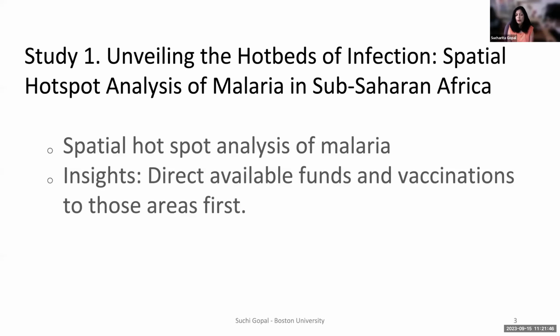And please ask me questions either as I'm presenting or towards the end. I don't mind. So the first study is Unveiling the Hotbeds of Infection. We are looking at spatial hotspots of malaria in Sub-Saharan Africa. And so I would be using a spatial hotspot analysis, which is called measures of spatial autocorrelation in the world of GIS literature.